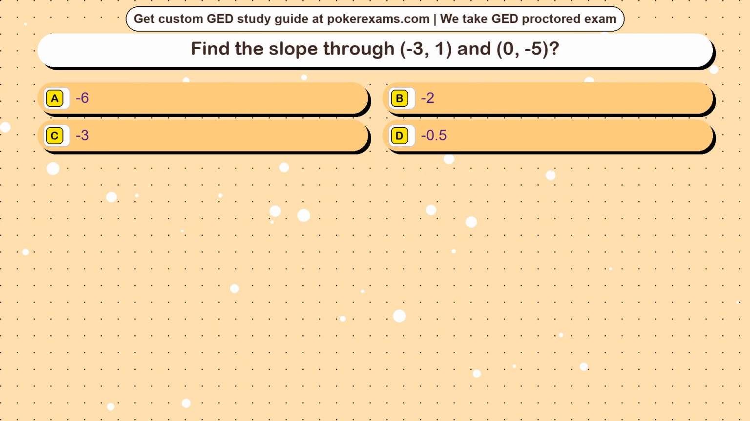Question 25. Find the slope through (-3, 1) and (0, -5). Option A, -6. Option B, -2. Option C, -3. Option D, -0.5.